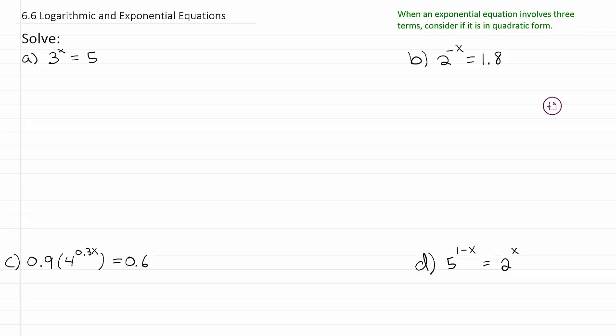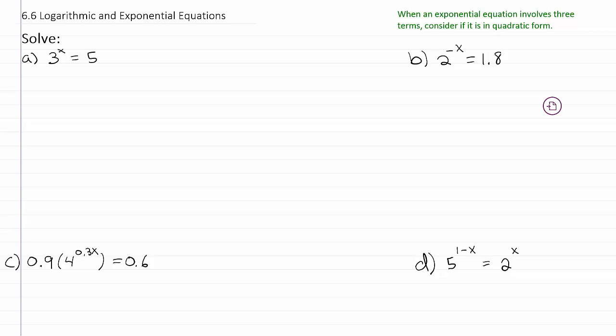Solve. So for example A, we have 3 to the x is equal to 5. We used to try to find the common base for both sides of the equation when working with exponential equations, but we're not going to be able to get a common base for 3 and 5. Both of those numbers are prime. There's nothing we can really do to make them have the same base.